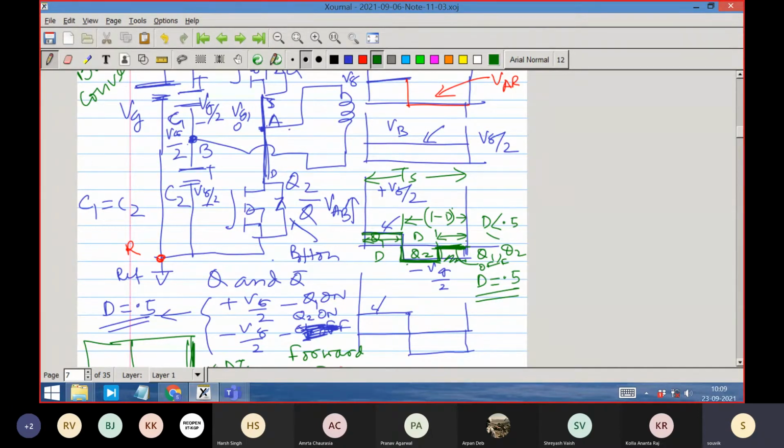How do we achieve that? Apparently, you may say that, sir, I will turn off both Q1 and Q2. And is that really so? Actually, this point is somewhat like a floating point. This is possible in an ideal situation, where Q1 and Q2 are floating, so there is no current, and this voltage comes here, and then this point potential also becomes Vg by 2, then the voltage across the transformer is 0. It is possible for a very ideal situation.